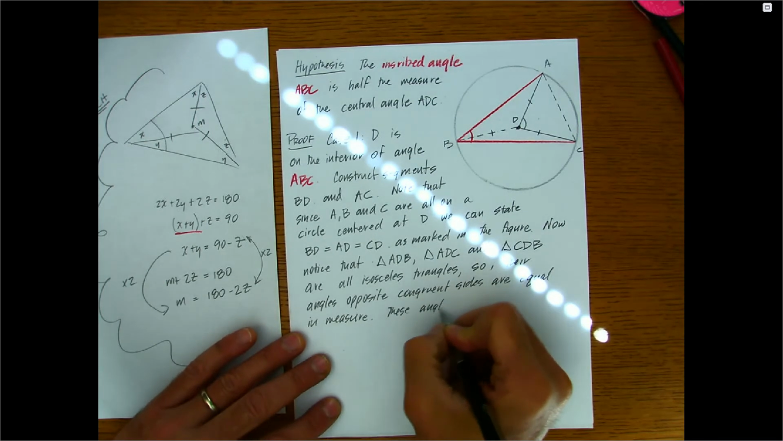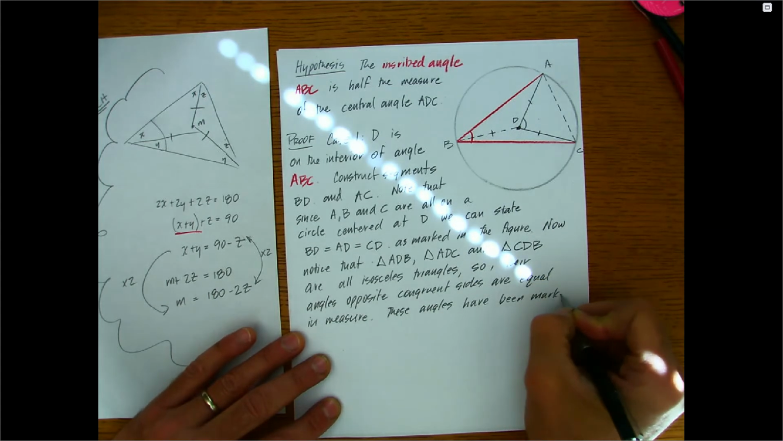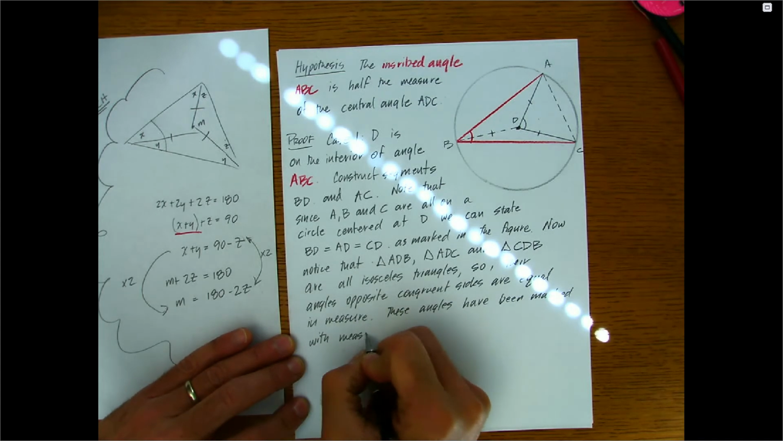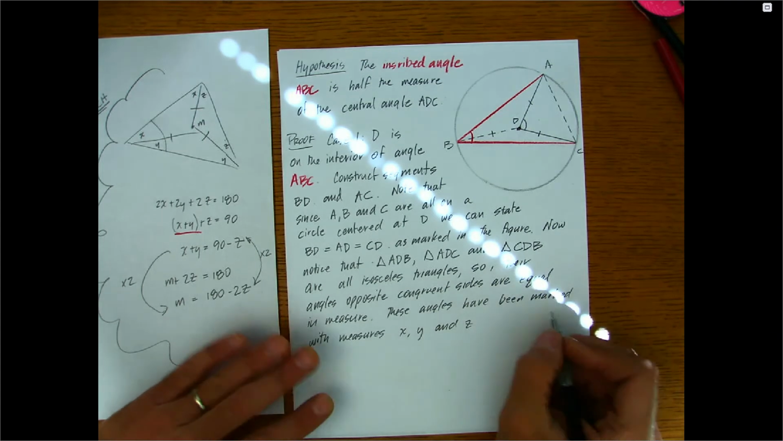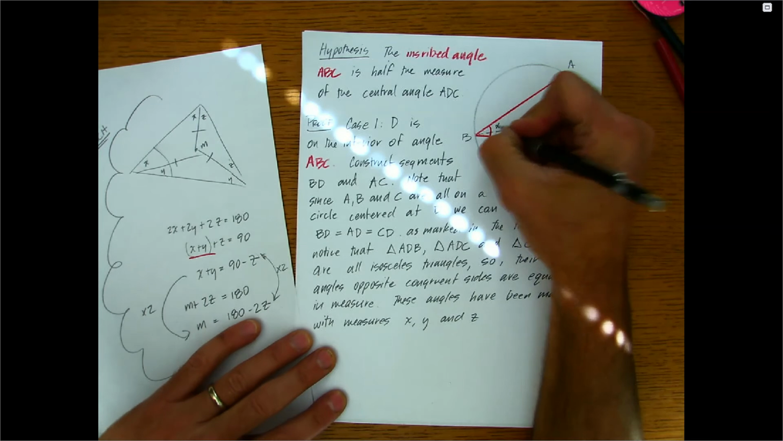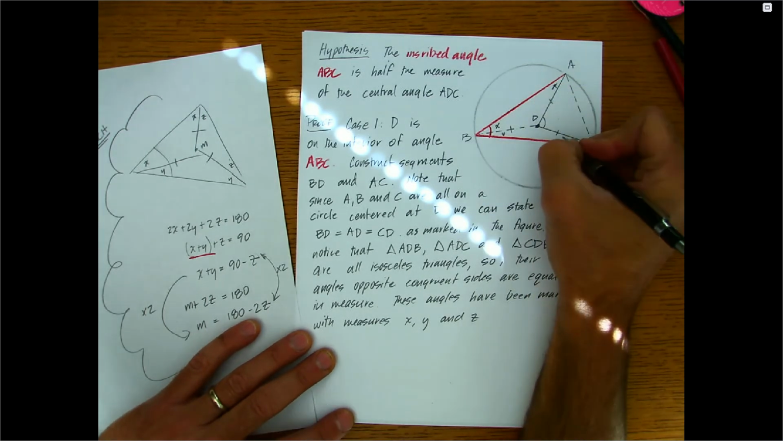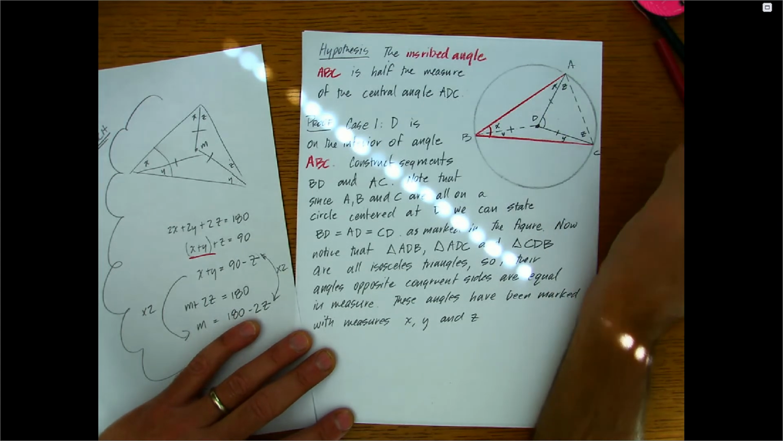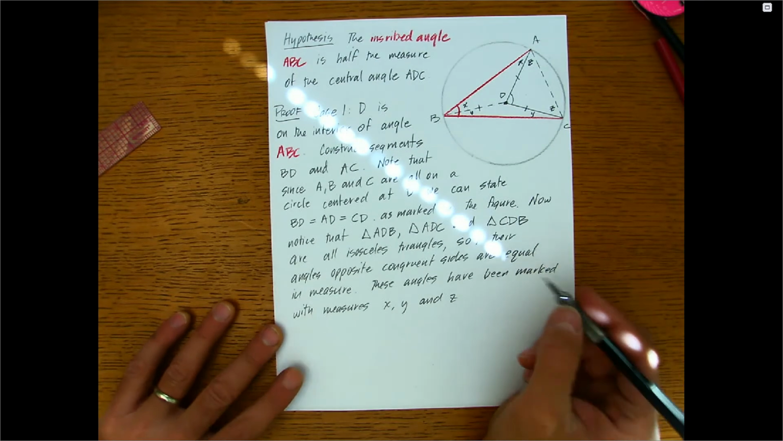These angles have been marked with measures X, Y, and Z. Okay, so what did we do over here? X is up here, so we'll call that one X. Y's down here, Y, Y, and then Z's here and here, Z and Z. Okay, so those are the angle measures, X, Y, and Z.